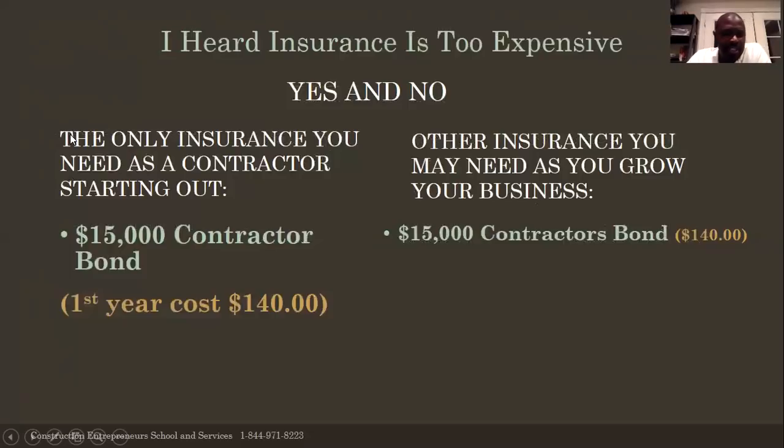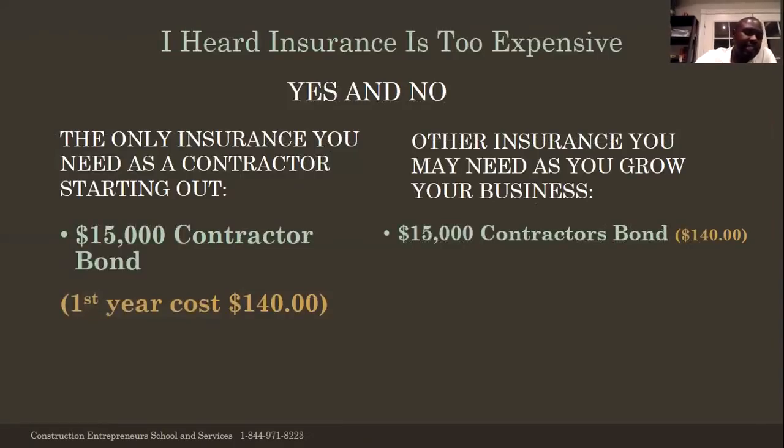So insurance is yes and no. The only insurance you need as a contractor starting out is a $15,000 contractor bond that the board is going to require you to have, which will cost you around $140. Could be less. It's all based on your credit. If you have good credit, you'll pay probably $100 or maybe even $120. But average credit, you're looking at $140 to $160, and they'll cover you for a year.